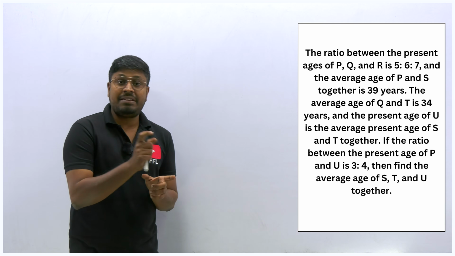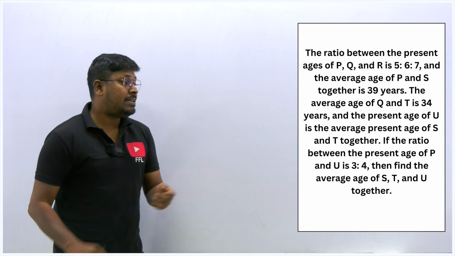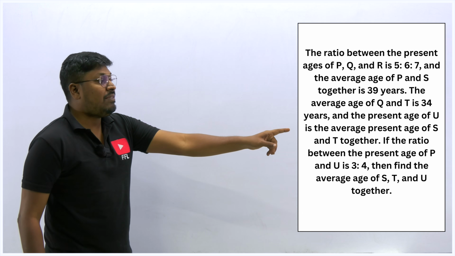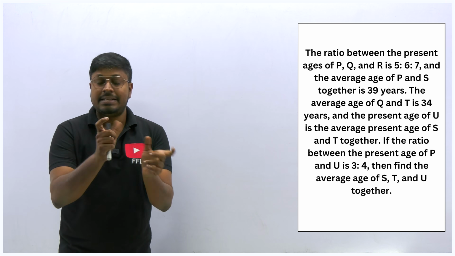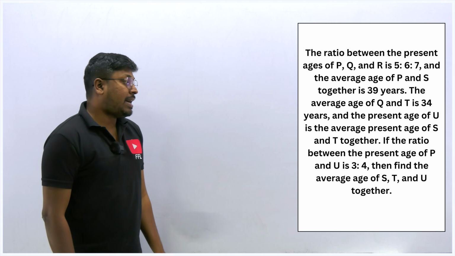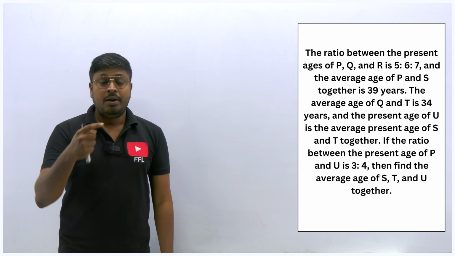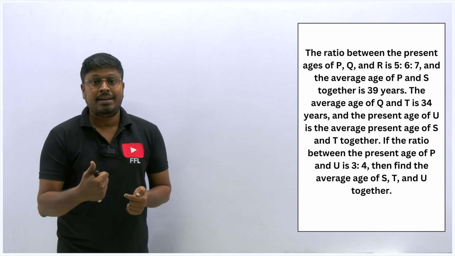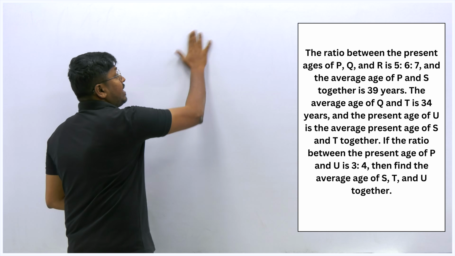Every value has been given in terms of ratio, but two data have been given directly. One is the average age of P and S, and the second is the average age of Q and T. So those two average ages are directly given. Our target is to find the average of S, T and U together. The values they have given are for P, Q, R, but we need to find the average of S, T and U together. So be very careful.